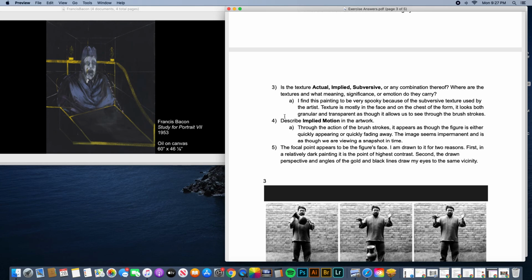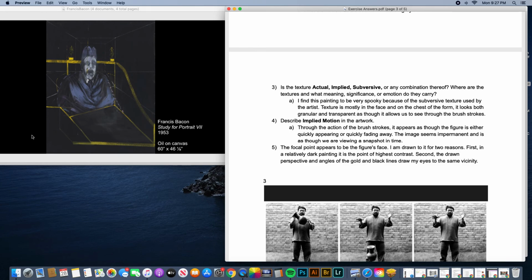Question 5 would be, what is the focal point of the painting? The focal point appears to be the figure's face. I am drawn to it for 2 reasons. First, in a relatively dark painting, it is the point of highest contrast. Second, the drawn perspective and angles of the gold and black lines draw my eyes to the same vicinity.